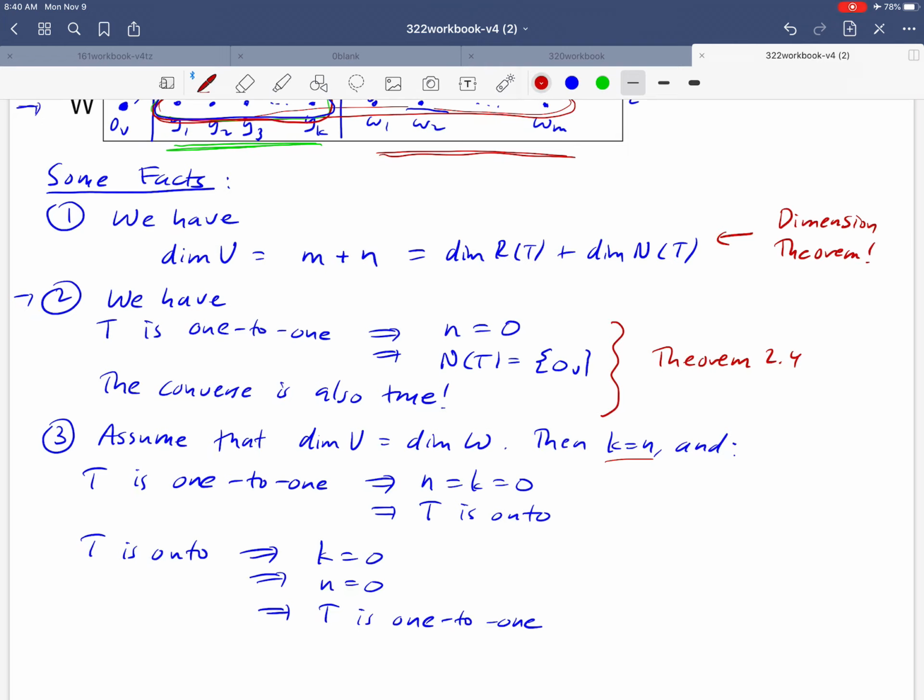Okay, so what have we demonstrated here? What does it appear is true? Well, in the case where the dimension of V and the dimension of W are equal, it appears that T being 1-to-1 implies that it's onto, and conversely, T being onto implies that it's 1-to-1. So 1-to-1 and onto are equivalent in this situation, and that is the statement of Theorem 2.5.